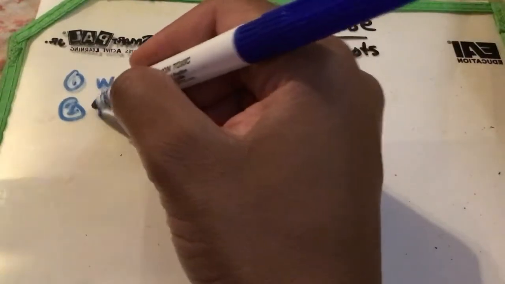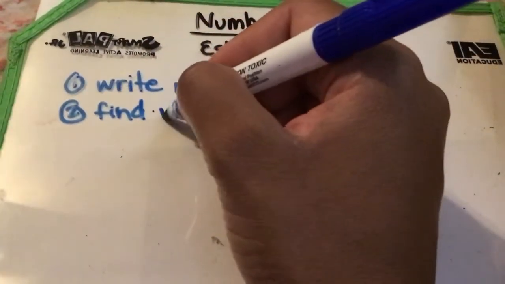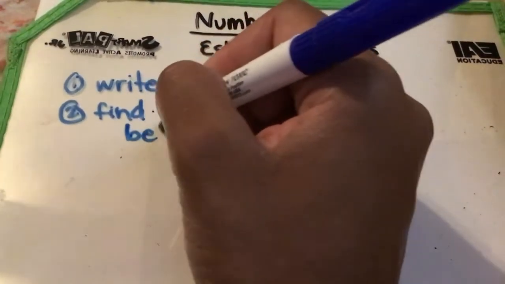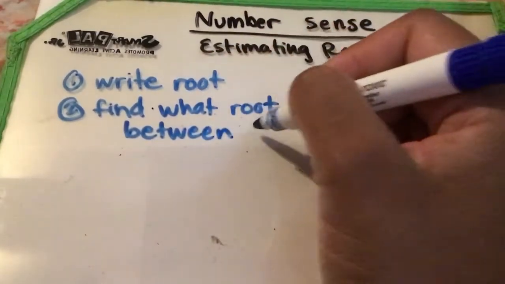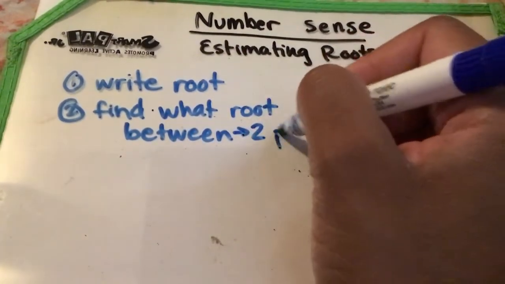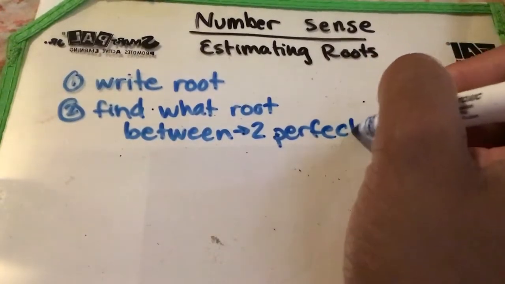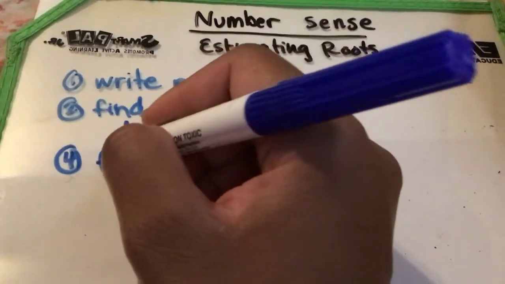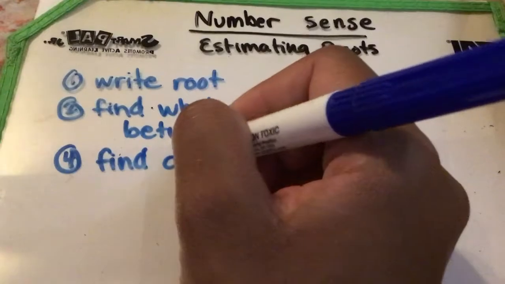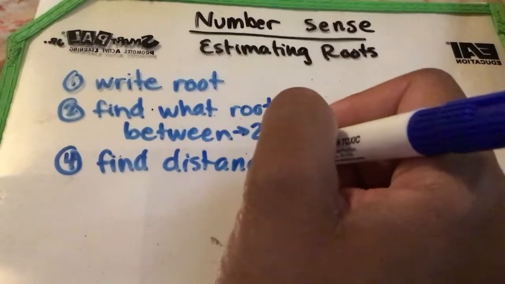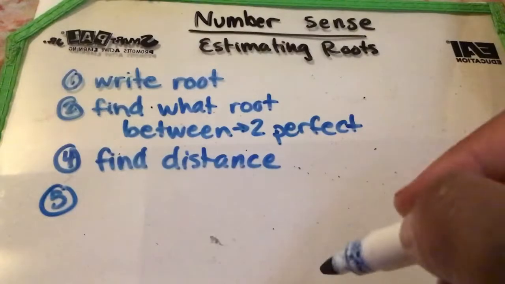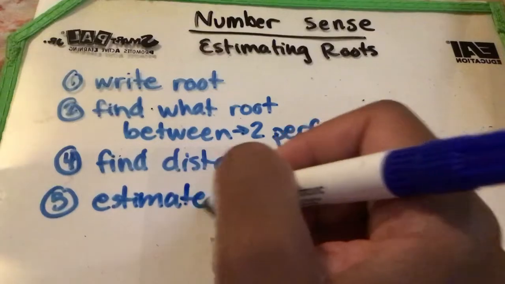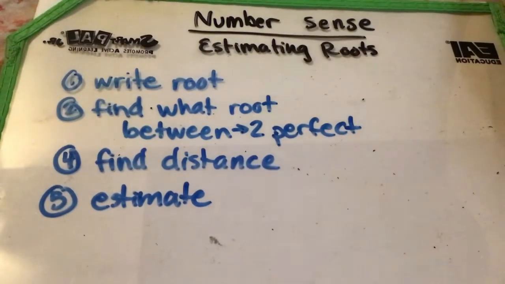Step two, you're going to find what the root is in between. So it's going to be in between two other perfect squares. Step four, you're going to find your distance, and step five, you're going to estimate. Now we're going to be doing some other things in between, but these are the general steps.